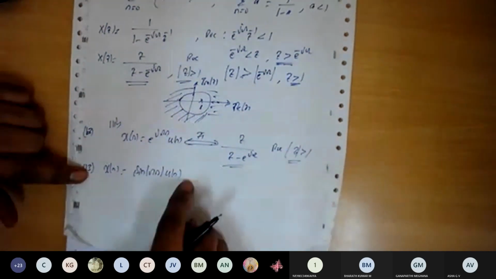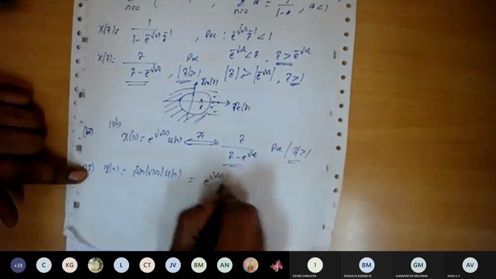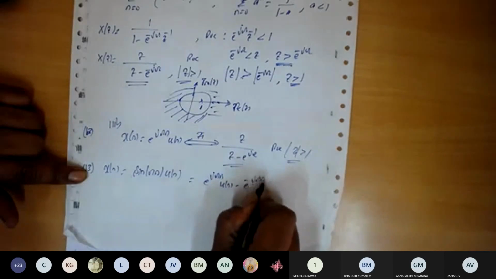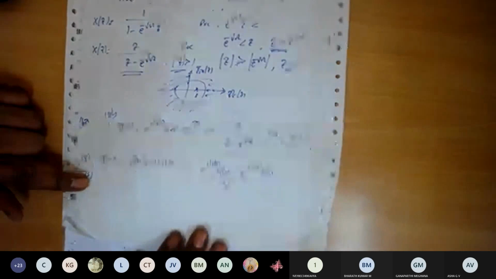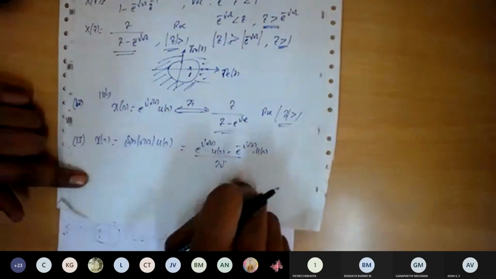We'll consider the transform of sine omega n. We can rewrite this as e to the power of j omega n into u of n minus e to the power of minus j omega n into u of n, divided by 2j. So we'll consider these two z transforms, substitute here and evaluate.